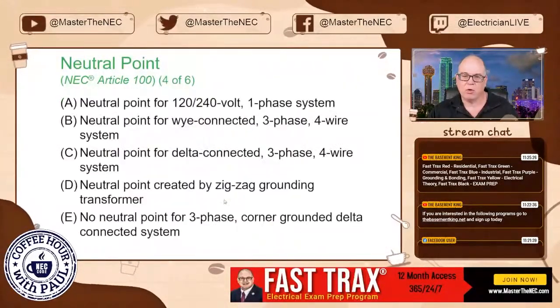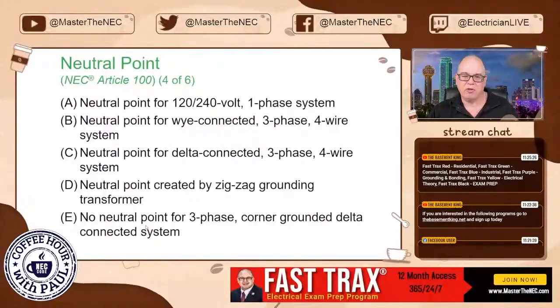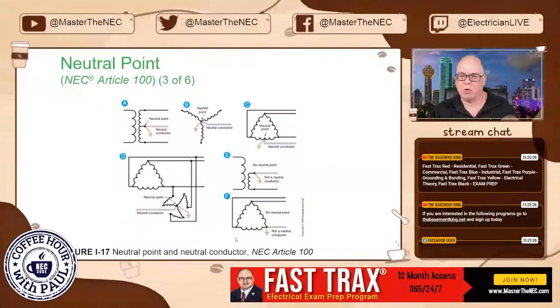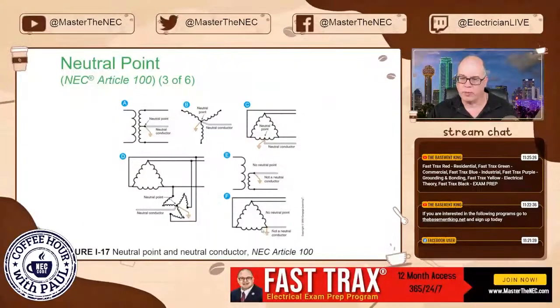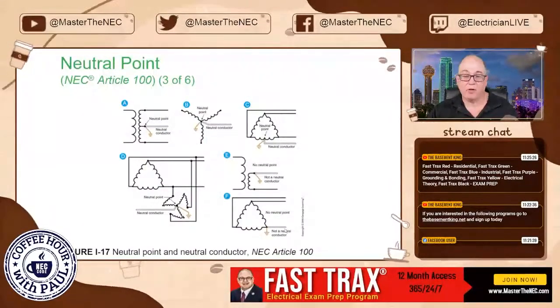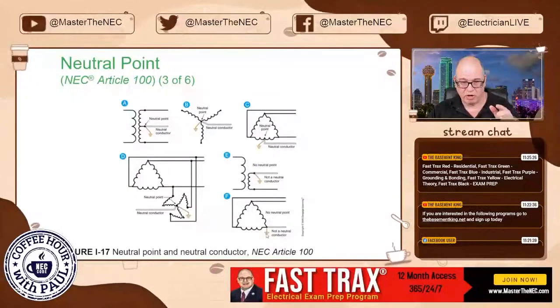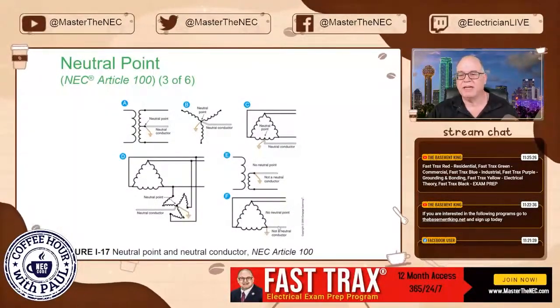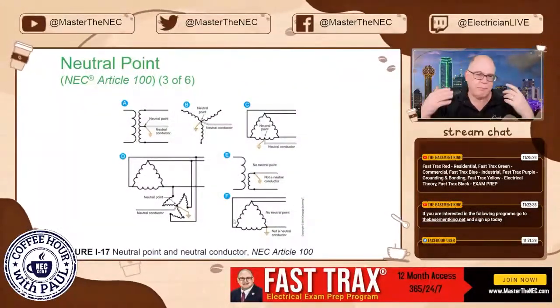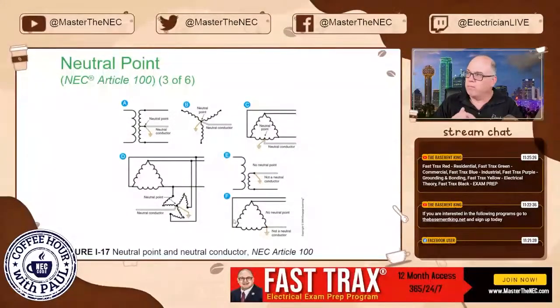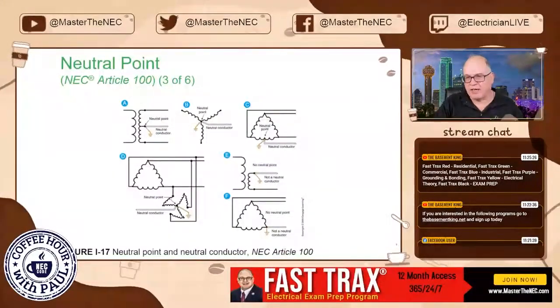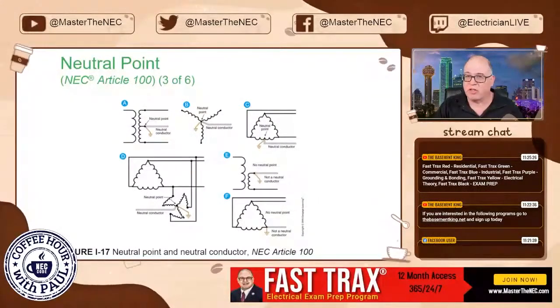And then of course, E is no neutral point because it's a corner grounded delta. So there's no neutral point, right? And this is a grounded conductor because it's connected to earth through this termination, but it is not a neutral. Why is that important? Well, all neutral conductors are going to carry current. So they get counted as a current carrying conductor.